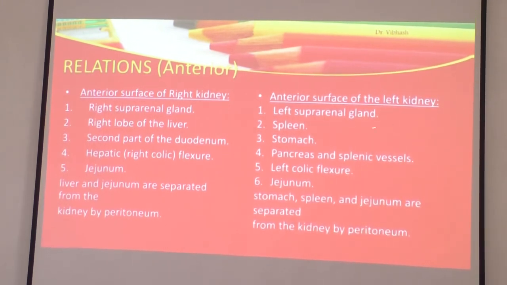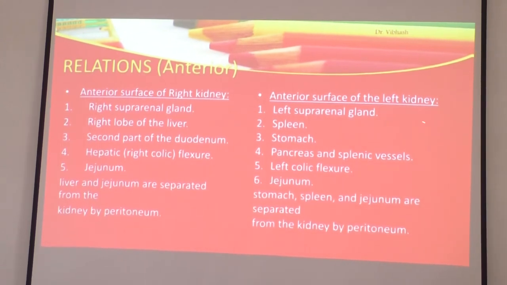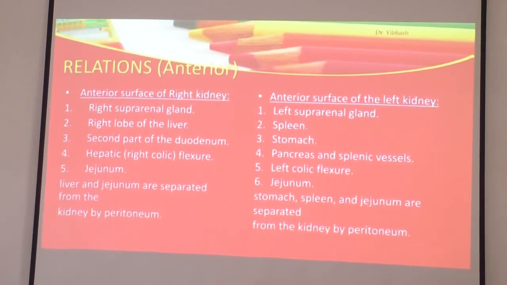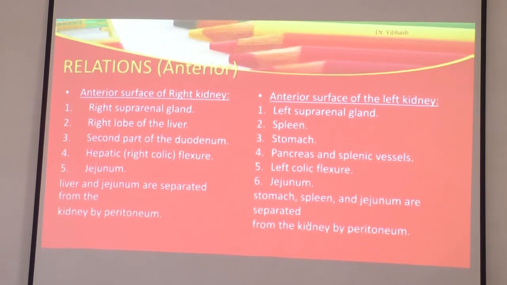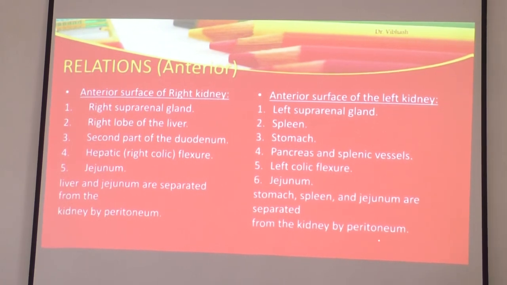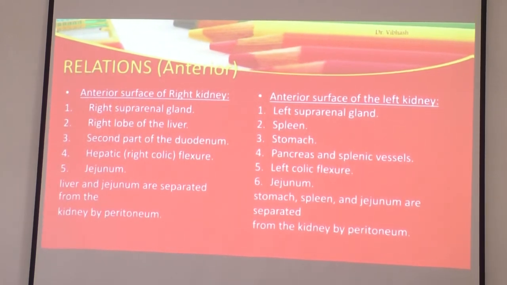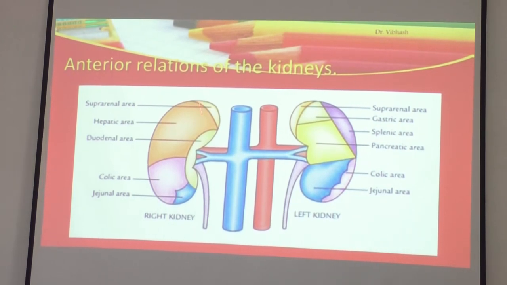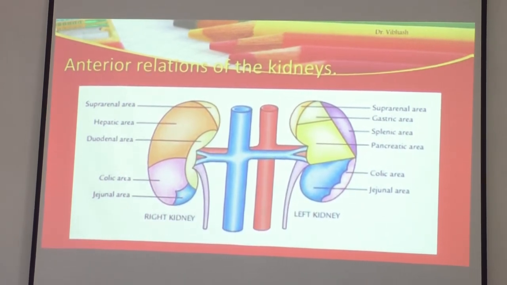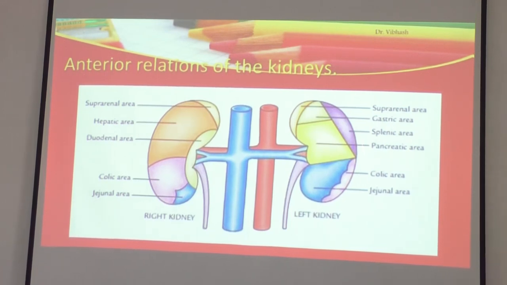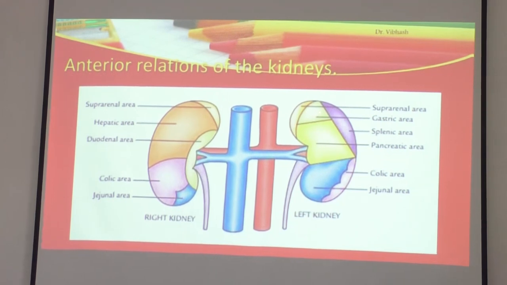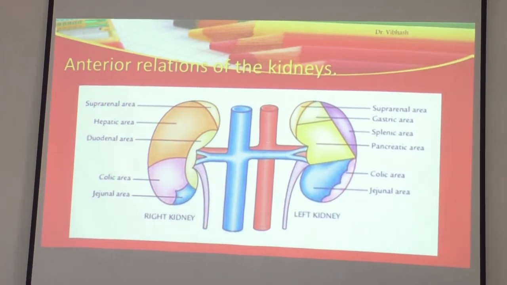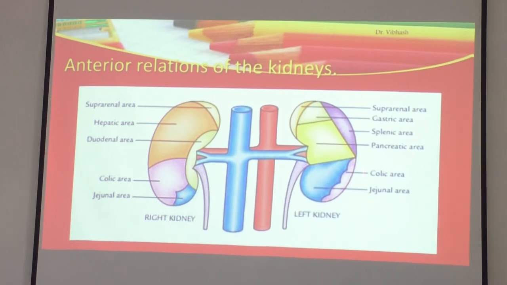Next, anterior surface of left kidney. It is related to these structures: left suprarenal gland, spleen, stomach, pancreas and splenic vessels, left colic flexure, jejunum. Stomach, spleen, and jejunum are separated from the kidney by the peritoneum and the rest is non-peritoneal. Understood? These are the different areas. Here is right kidney: suprarenal area, hepatic area, duodenal area, colic area, and jejunal area. For the left kidney: suprarenal area, gastric area, pancreatic area, jejunal area, colic area, and splenic area. Practice this diagram, the anterior relations of the kidney.